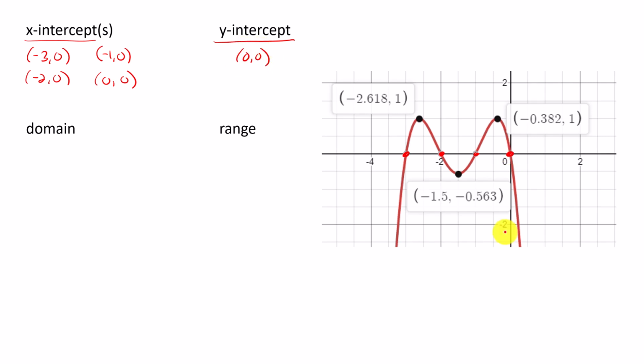There's no other y-intercepts. Okay, now I want you to take a minute and write down what you think the domain and range of this is, and then check your answer with me.